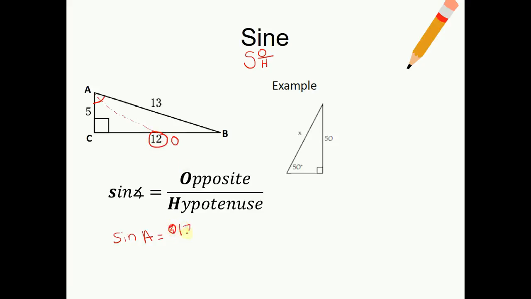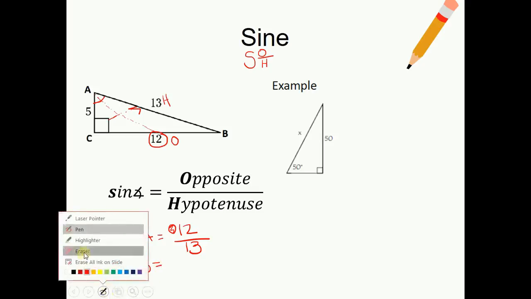So that would be 12 over the hypotenuse, which is across from the right angle, so this guy would be my hypotenuse. So 12 over 13 would be the ratio there. Now let's say I want to find sine of B.